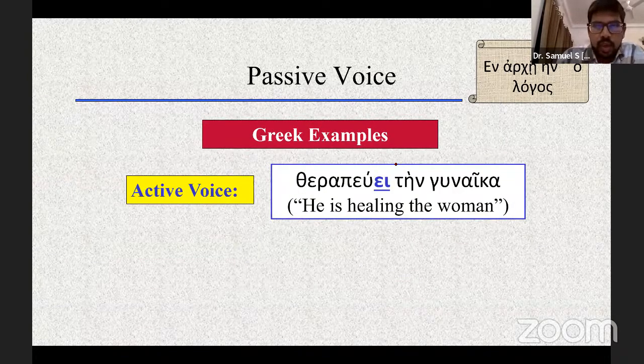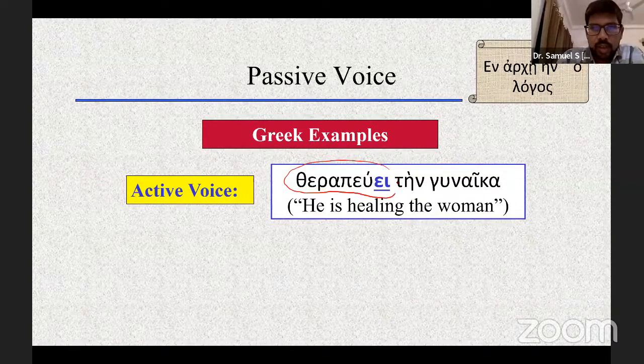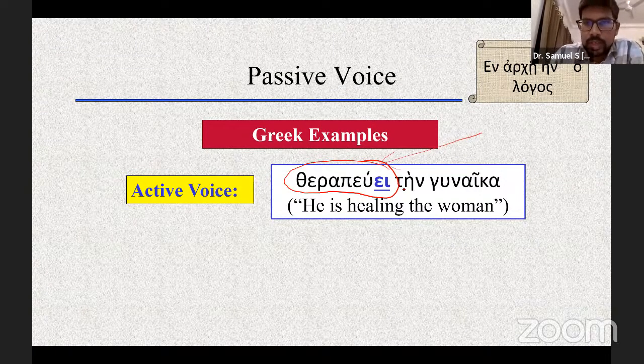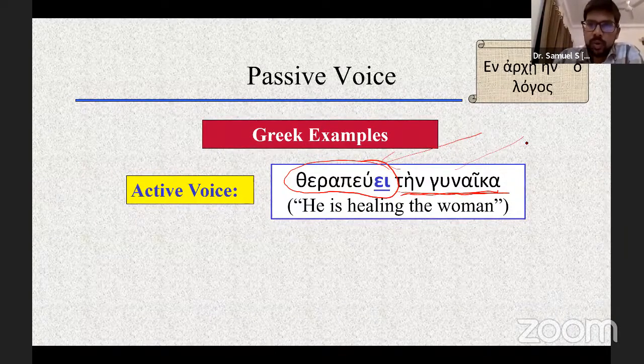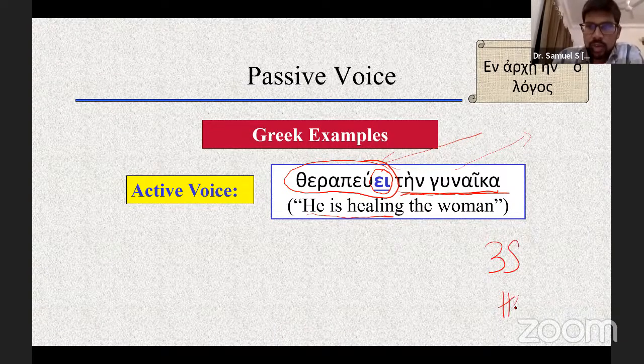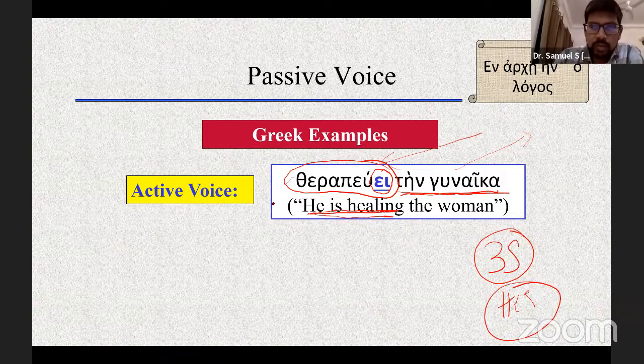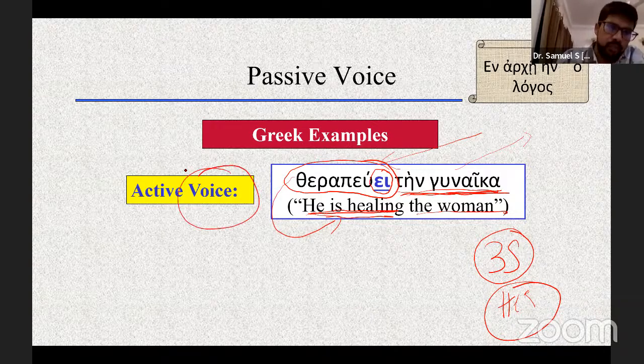In Greek, therapeuē, like therapy, tēn gunaika. So this is what? Accusative feminine singular. And here's the verb therapeuē. He is healing. Why? Because this ending is communicating third person singular. He, she, it, right? So he is healing. Therapeuē contains that. Tēn gunaika, the woman. This is in the active voice.